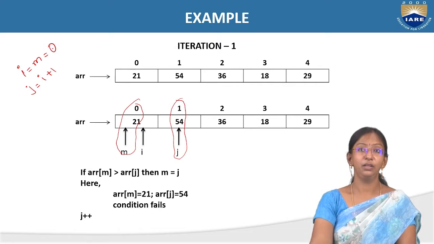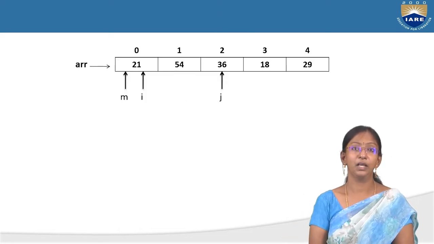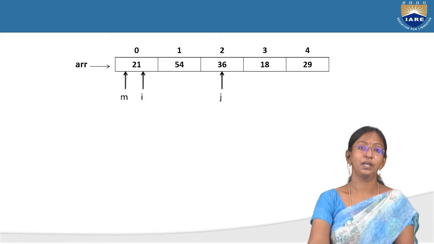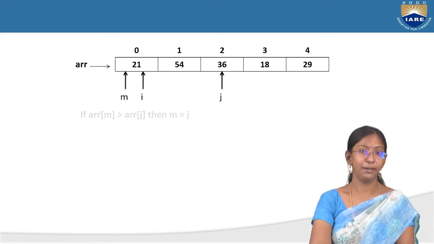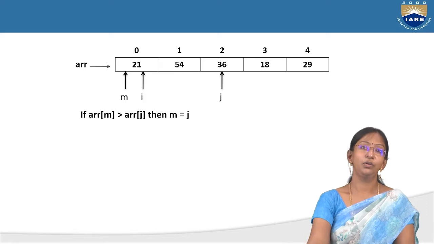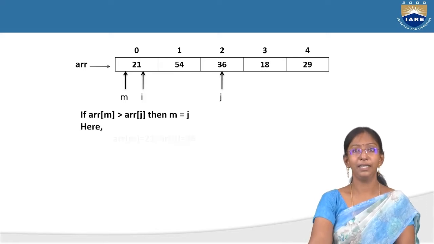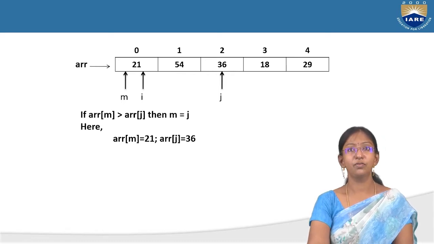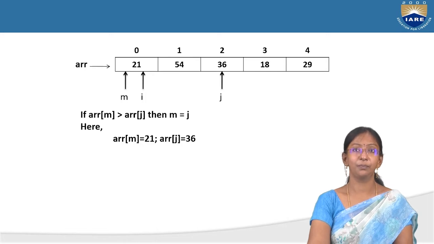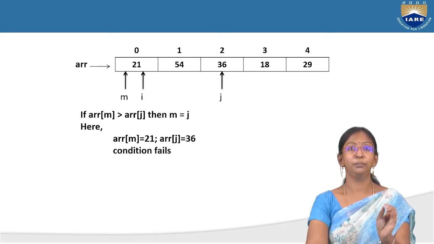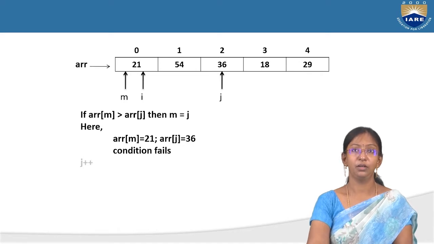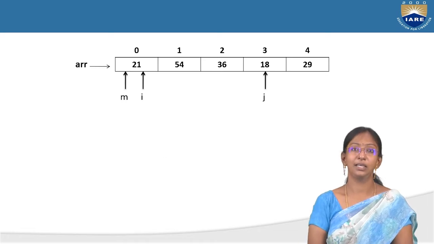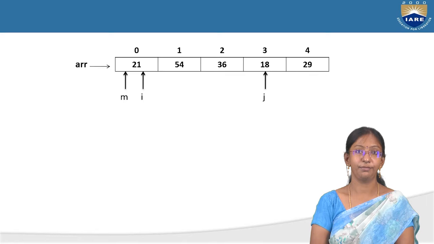When I increment J, the scenario turns like this. Now J is pointing to index value 2. Repeat the same process: compare the elements pointed to by M and J. The element pointed to by M is 21 and the element pointed to by J is 36. Is 21 greater than 36? The condition fails, so simply increment the value of J. Once I shift J to the next element, this is the scenario. J is pointing to 18 now.